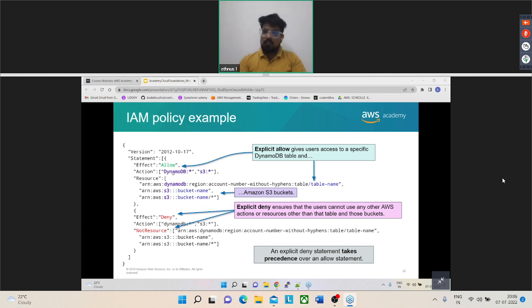Both things are the same only. This is the allow example. This is the deny example. Here they are denying access to other resources apart from these, because these are part of the NotResource attribute. Listen, is it clear? So the conclusion is that the user can access only the DynamoDB table and S3 bucket name.